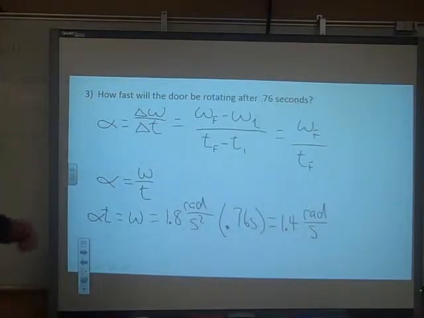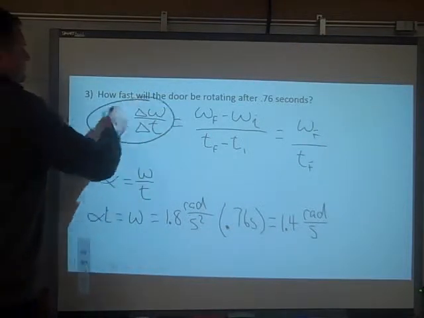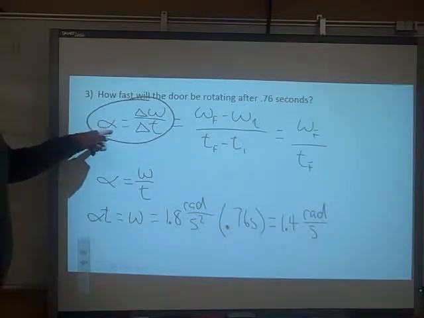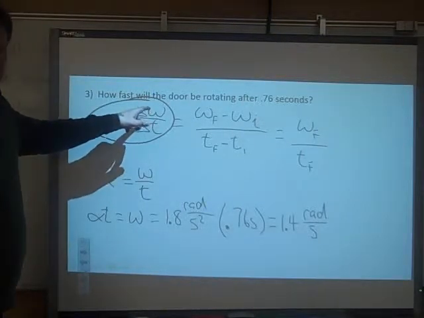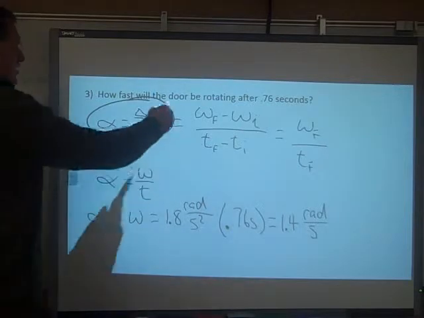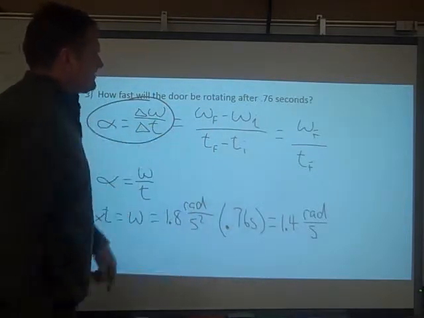Let's look at number 3 really quick. How fast will the door be rotating? This is straight out of the book. The angular acceleration is equal to the change in the angular speed over time. You can rewrite this: angular final minus angular initial, over time final minus time initial.